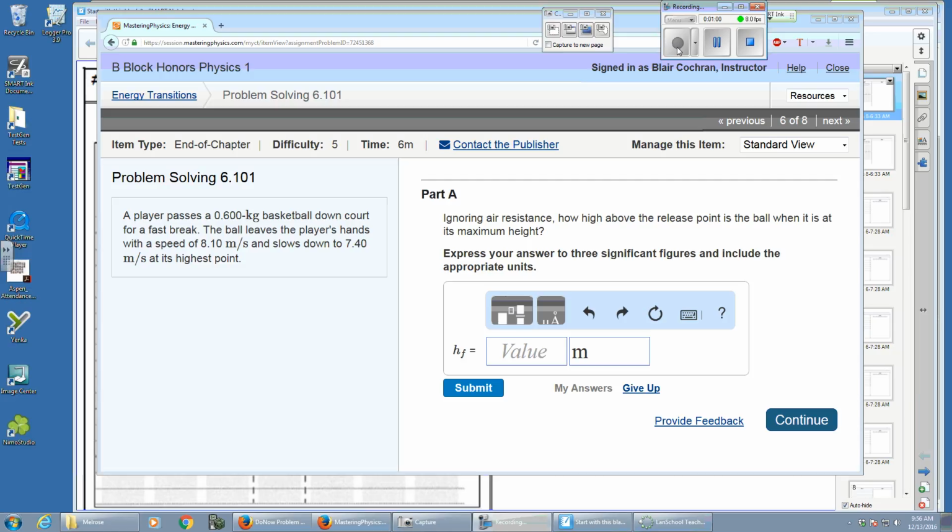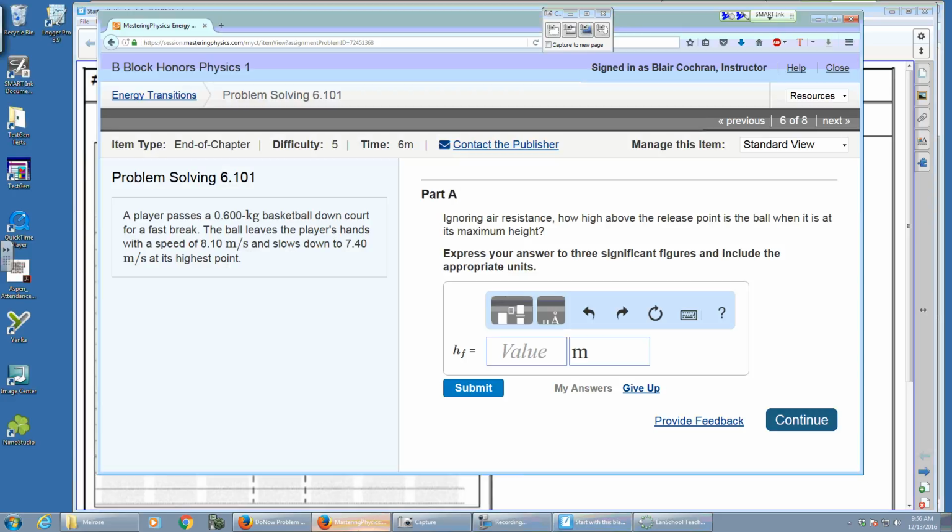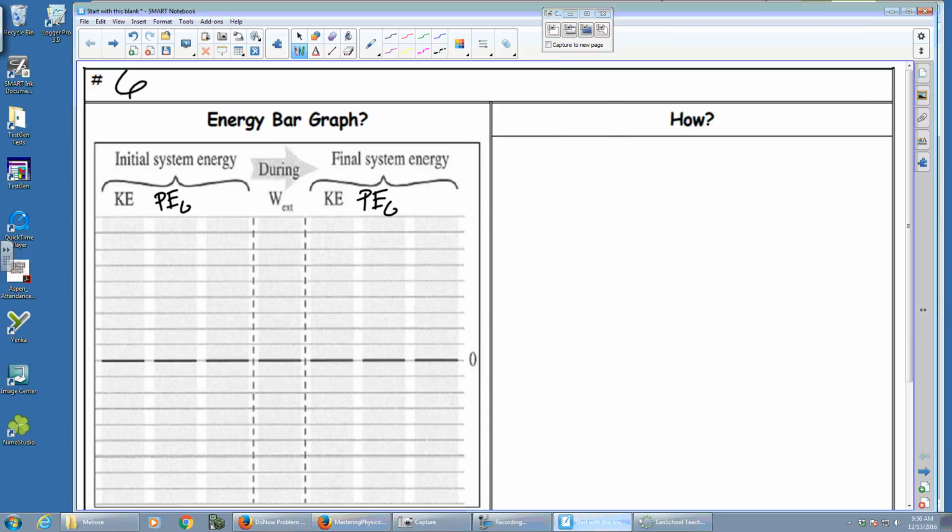And because it's a changing situation, I know that I'm going to be using my energy bar graphs. And as you guys said while reading it, KE and PE grav are the two columns that I'm going to use. I don't think there's anything else going on there. So let's see. We're going to go from when it leaves the player's hand till it's at its highest point. All right. So our initial condition will be leaving the player's hand. Our final system energy will be at its highest point. All right.